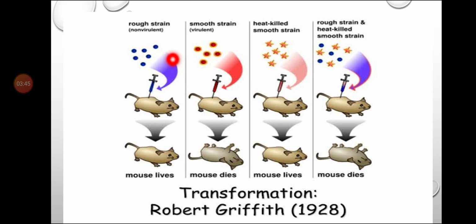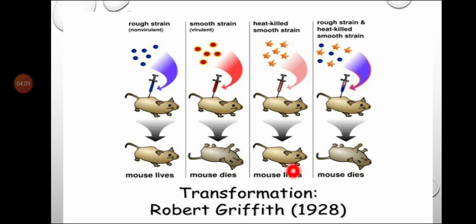What is happening? When R strain is injected into the mouse, what happens? The mouse is alive. The mouse lives. When S strain is injected, the mouse dies. You can see here the mouse has died. Then heat killed S strain was injected into the mouse, and the result was that the mouse lives.